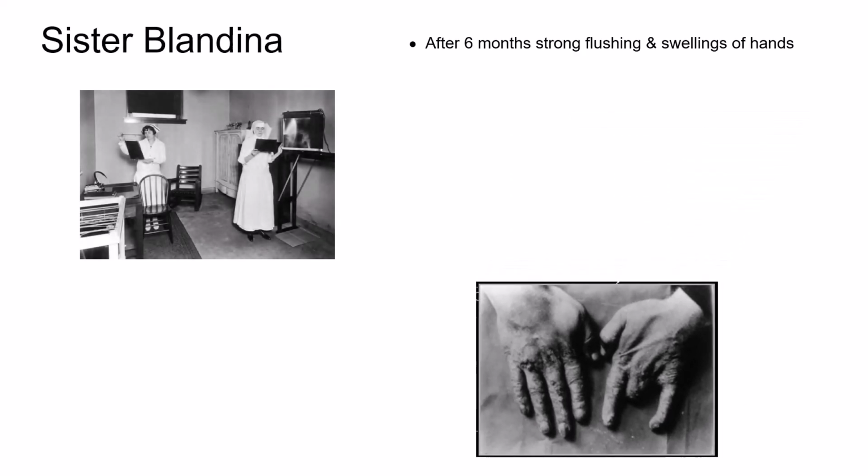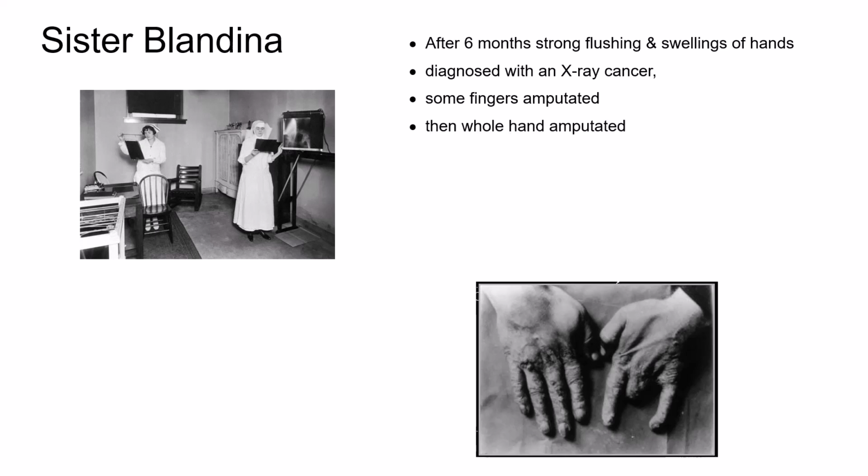After 6 months, she experienced strong flushing and swelling of her hands. She was diagnosed with an X-ray cancer. She had to have some fingers amputated. Then the whole hand was amputated. Then the whole arm.